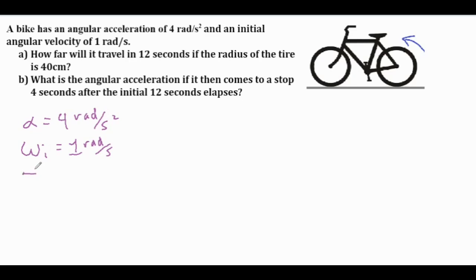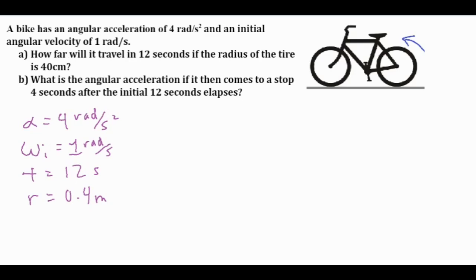So I'm going to go ahead and label those couple variables as well. Time is 12 seconds. And then we'll put the radius down as 0.4 meters after we take that 40 centimeters and divide it by 100. So those are our set of variables to start off with. And we have initial question with how far it will travel.